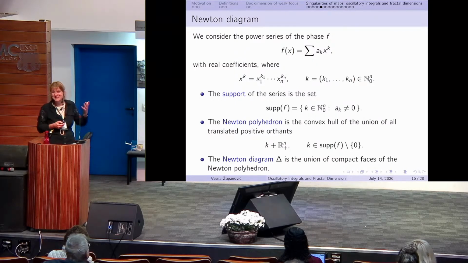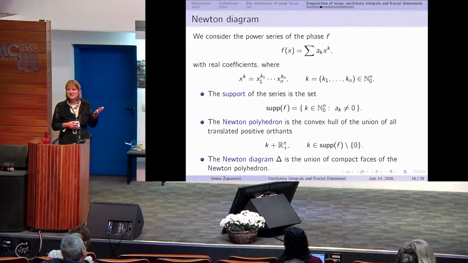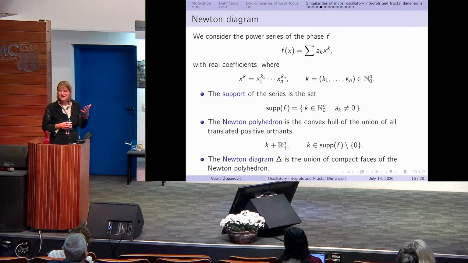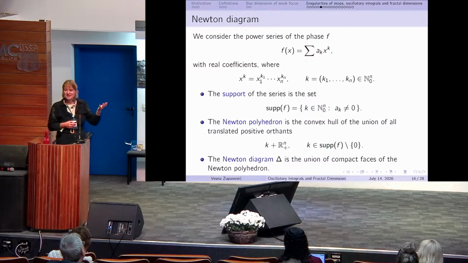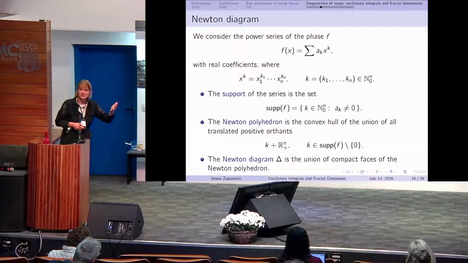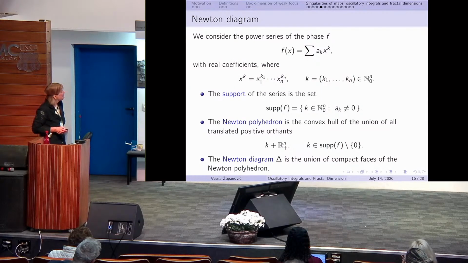Also in my thesis, I was using Newton diagram, but in some other kind of things for vector fields, because topological equivalence between vector fields could be considered via Newton diagram, principal parts, and so on. And in fact, these things for maps are the first result, and then it was developed for vector fields and systems.